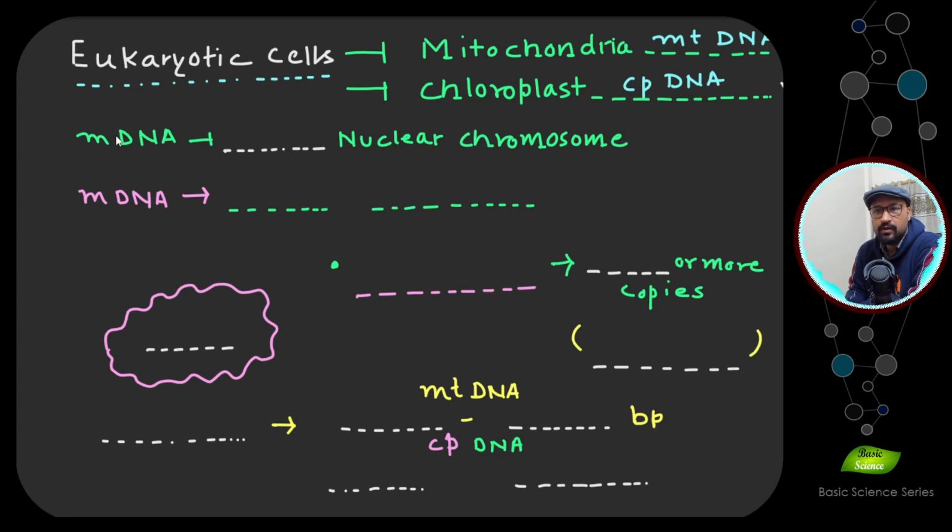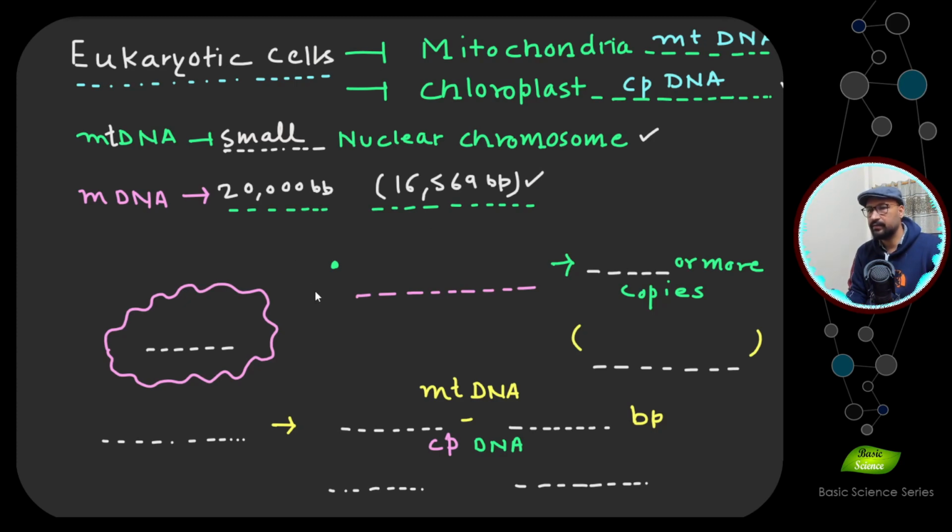Next is mitochondrial DNA. I think I need to write it. Mitochondrial DNA is small in size compared to the nuclear chromosome, the DNA inside the nucleus. One of the important points is the numbers: it's approximately 20,000 base pairs long, specifically 16,569 base pairs, which is less than 20,000. This is the specific number of base pairs.